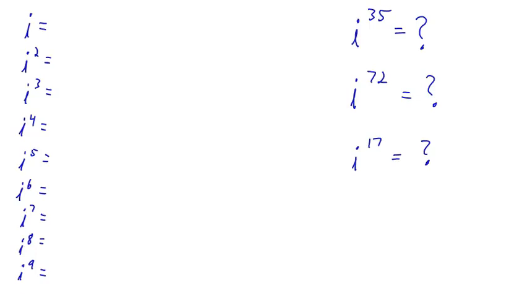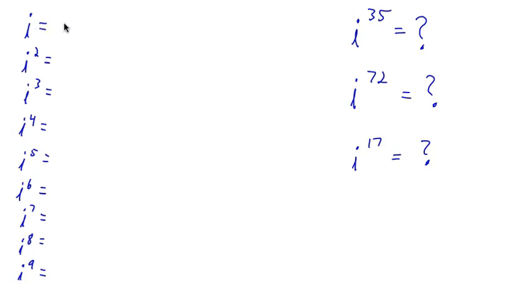In this video, we're going to learn a method for simplifying expressions with i to some random power. It turns out we're going to use division and look at the remainders of those division problems to help us simplify these expressions. But before we get to that method, let's look at a pattern when we look at the first few powers of i.